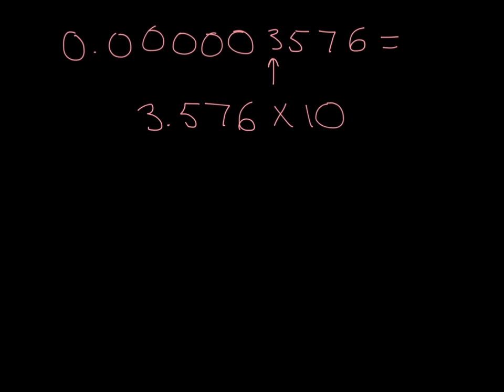Well, we're going to count again. We're going to count how many places we move the decimal to get it from here all the way over here. So 1, 2, 3, 4, 5, 6. We moved it 6 places. So we put a 6 up here as our exponent.